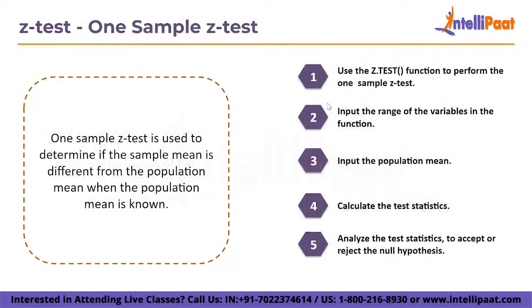Now moving further, to perform a one sample Z-test in Excel, what we have to do is basically use the z.test function that is used to perform the one sample Z-test. We have to basically input the range of the variables in the function that we'll see while performing the demo. We have to input the population mean and calculate the test statistics. Based on the test statistics, we accept or reject the null hypothesis.